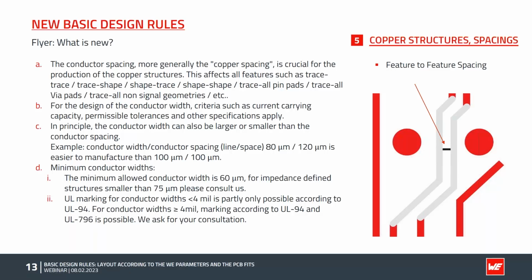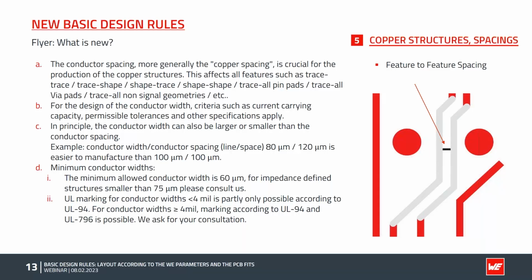And regarding the line widths, the minimum allowed conductor width is 60 micron, as you can see in the table in the flyer. But for impedance-defined structures smaller than 75 micron, please consult us. So it's a question of tolerances which are allowed and process control.